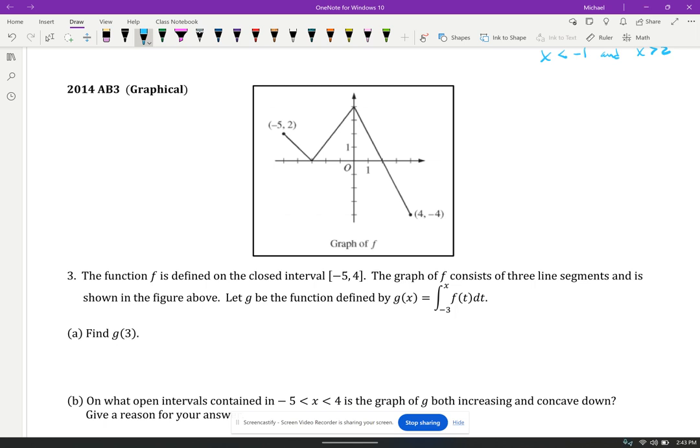So I don't want you to freak out. Just because it says f of t, f is the name of the function. This is the graph of this f that we're taking the definite integral of. What are we trying to find? We're trying to find g of 3. Well, according to this, g of any x value is the integral from negative 3 to that x value of f of t dt. That means I'm looking for the area under the curve from negative 3 to positive 3.